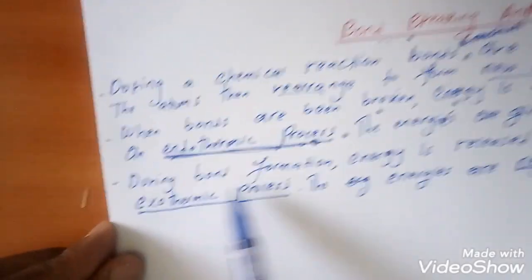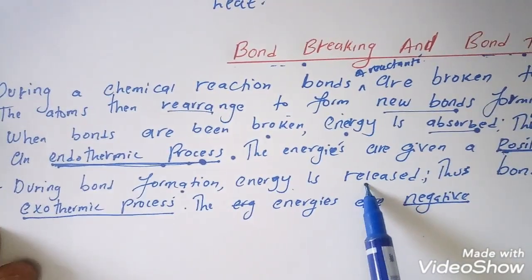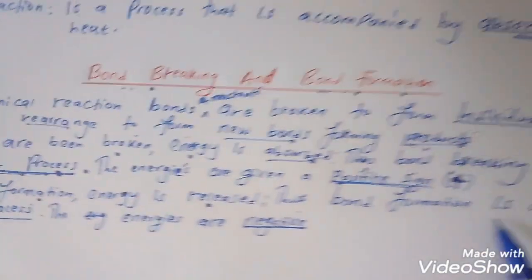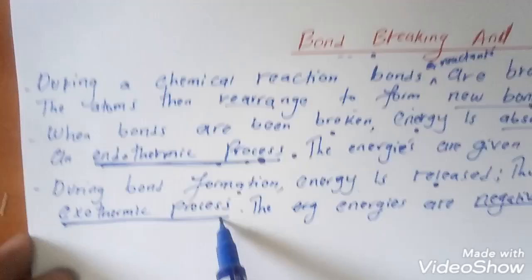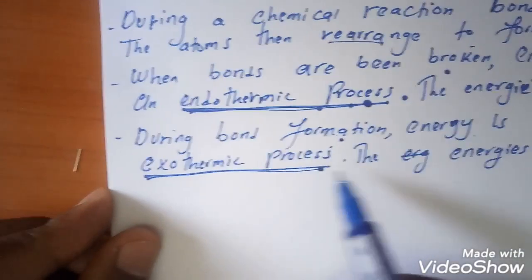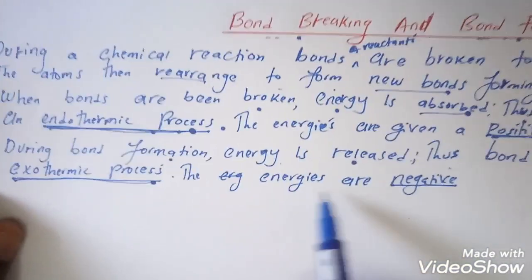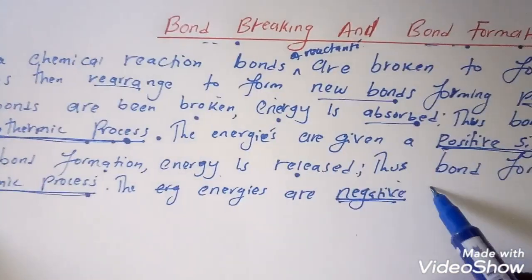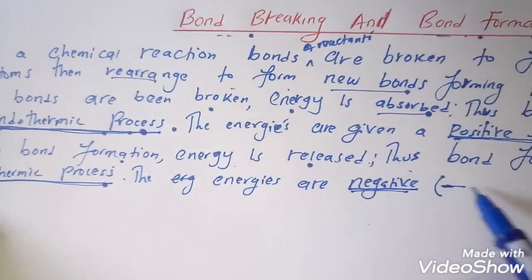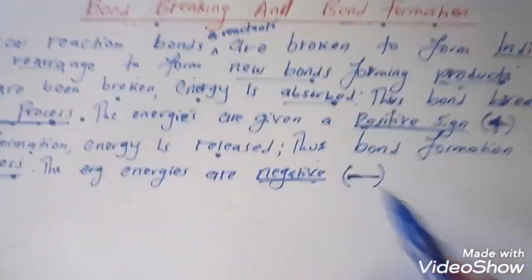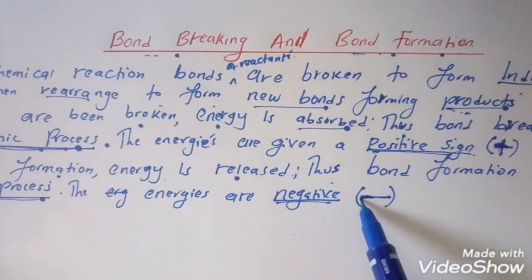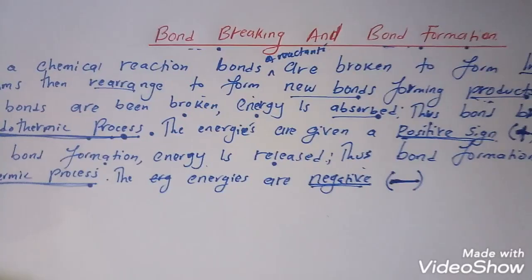Now, during bond formation, energy is released. Thus, bond formation is an exothermic process. The energies are therefore negative. Remember, we said that in an exothermic reaction, the energy is negative because energy is being lost. There is a reduction in energy. Therefore, it is negative. It is given a negative sign.